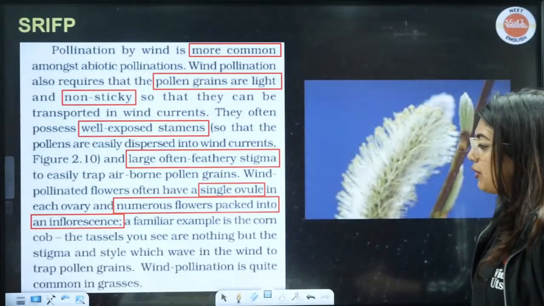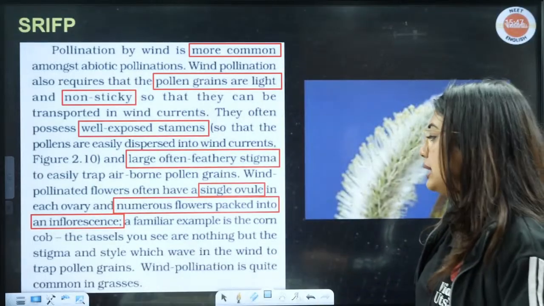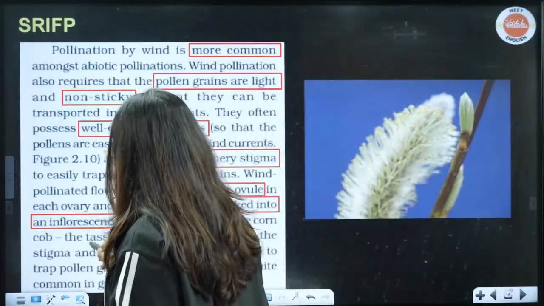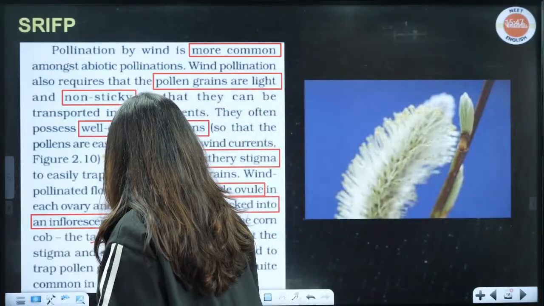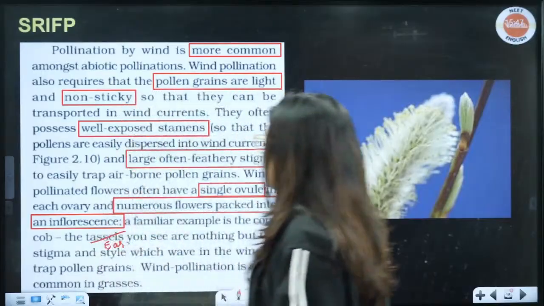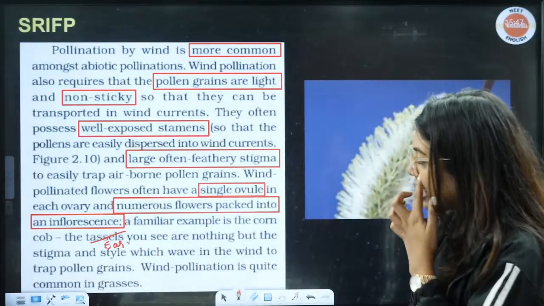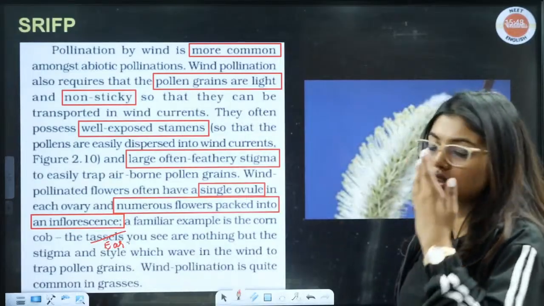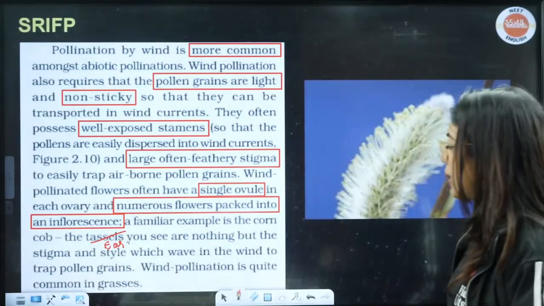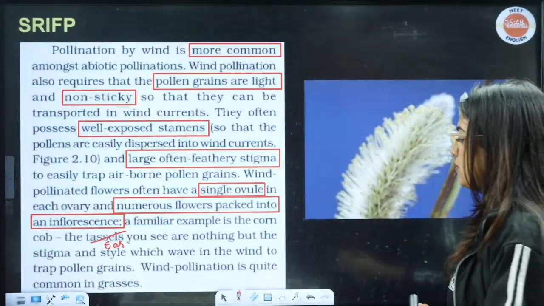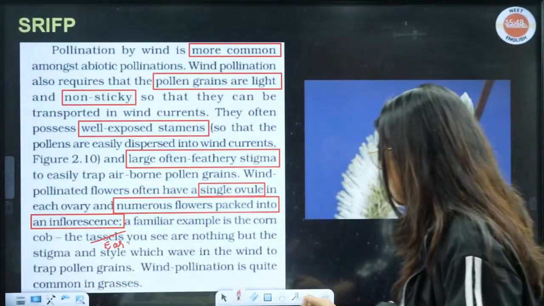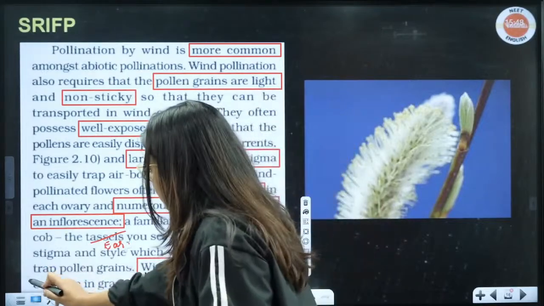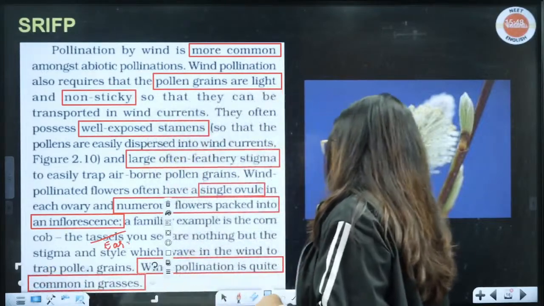Okay. Now a familiar example is the corn cob. The tassels you see, no, the ears. Okay, the ears you see are nothing but the stigma and style, not the tassel. The corn cob ear is going to be the stigma and style which wave in the wind and trap the pollen grains. Wind pollination is quite common in grasses. Important. Okay, wind pollination is quite common in grasses. Clear to all of you?